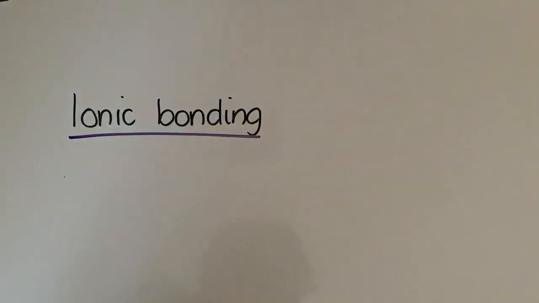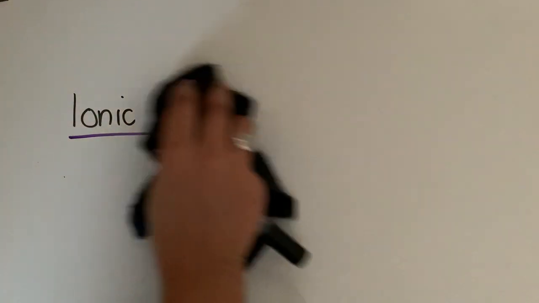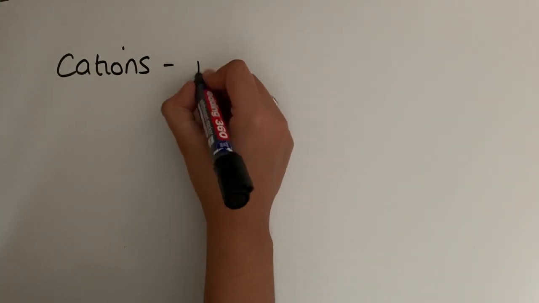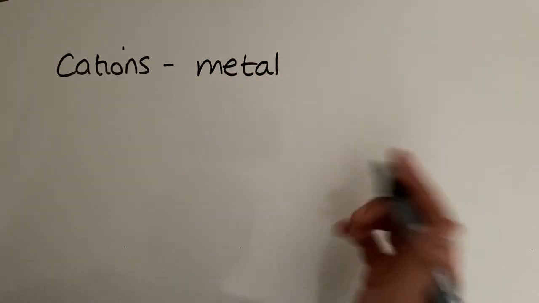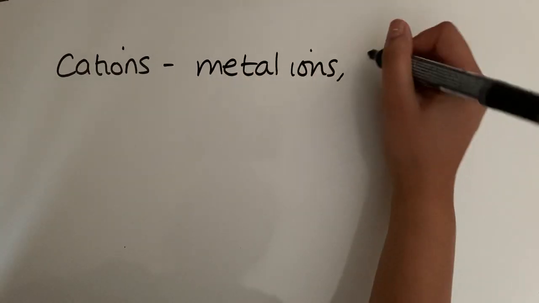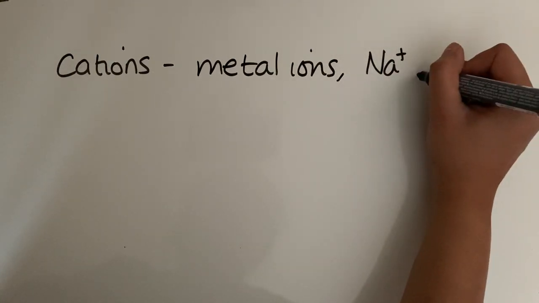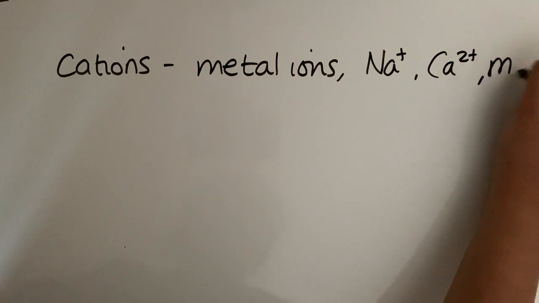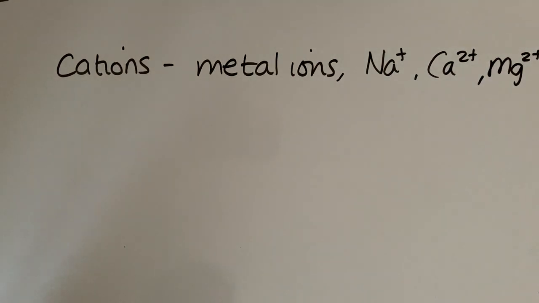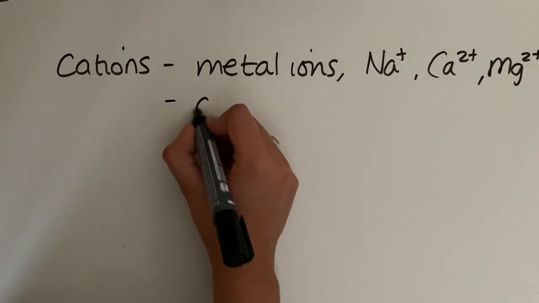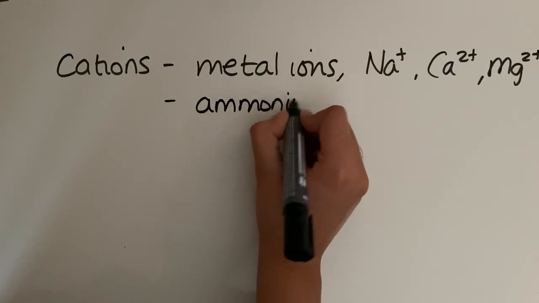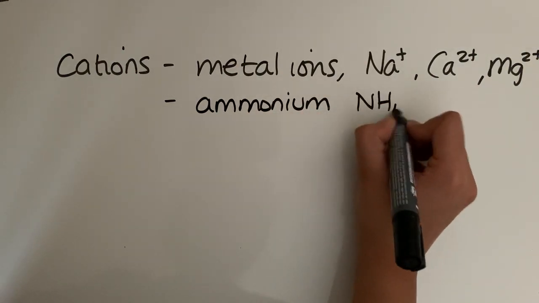So let's go through some examples of cations and anions. Cations are positively charged ions. For example, our metal ions. Metals always form cations, so they always form positive ions. Sodium ions, calcium ions, literally any metal and the ion it forms is an example of a cation. A polyatomic ion that we've come across that is a cation is our ammonium ion. Hopefully you remember ammonium is NH4+.